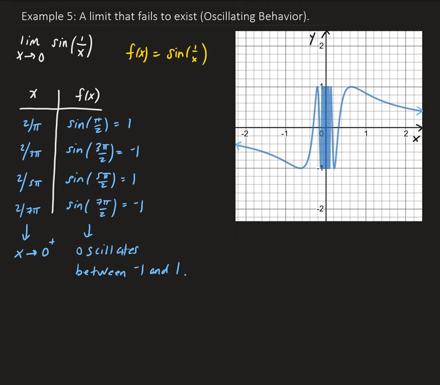So clearly, we can see that the limit of this function as x approaches 0 does not exist. This is demonstrating oscillating behavior. Therefore, the limit as x approaches 0 for this function does not exist. It's not approaching a finite value.